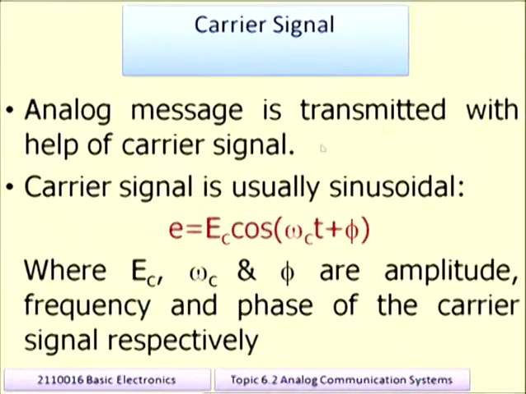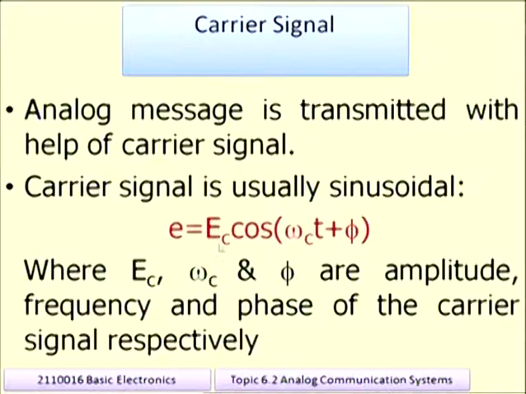Then the carrier signal is very useful to transmit your signal. Basically, your information signal will be modulated onto the carrier. In this case, the carrier is mathematically represented as instantaneous amplitude e equal to Ec, which is the peak amplitude of the carrier, times cosine of omega c t plus phi, where Ec is the peak amplitude of the carrier, omega c is the carrier frequency, and phi is the phase of the carrier. Now with the help of a modulation technique, we modify all these three parameters.